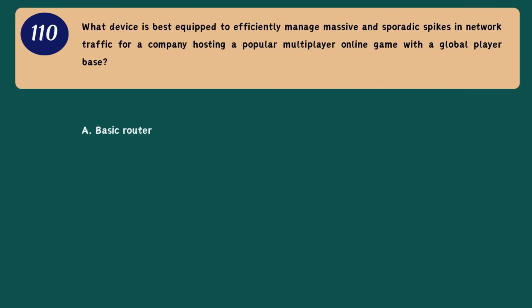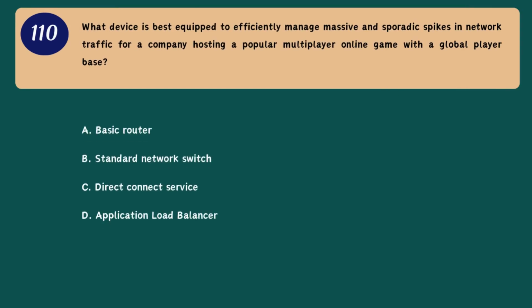Question 110. What device is best equipped to efficiently manage massive and sporadic spikes in network traffic for a company hosting a popular multiplayer online game with a global player base? A. Basic router. B. Standard network switch. C. Direct connect service. D. Application load balancer.